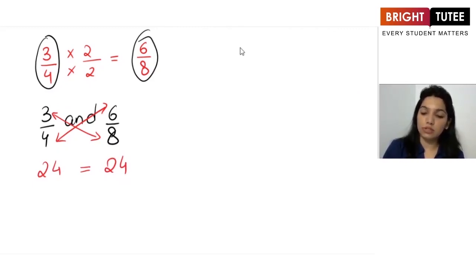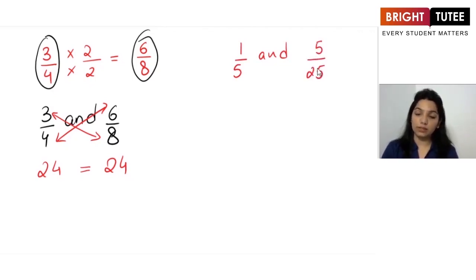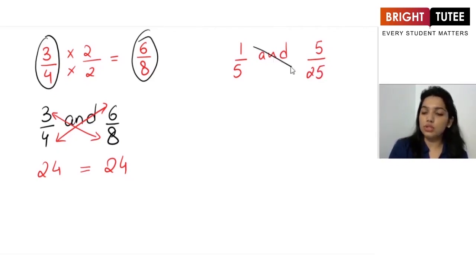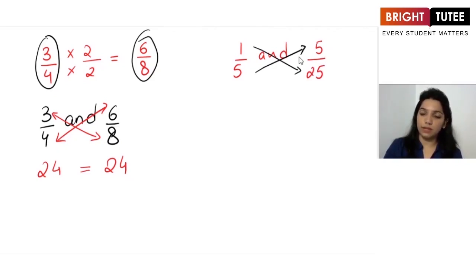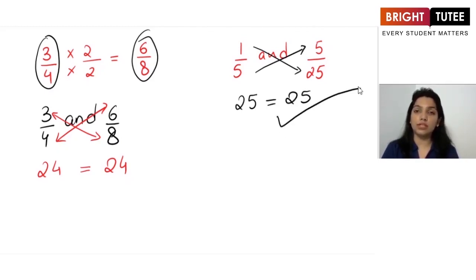Say you have a fraction 1 over 5, and you have a fraction 5 over 25. How can I check whether they are equivalent? Just multiply like this, cross multiplication. So what is 1 times 25? It is 25. What is 5 times 5? It is 25. So yes, the fractions are equivalent.